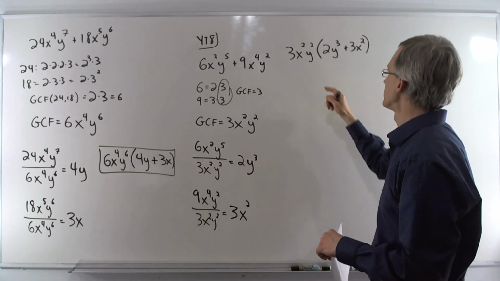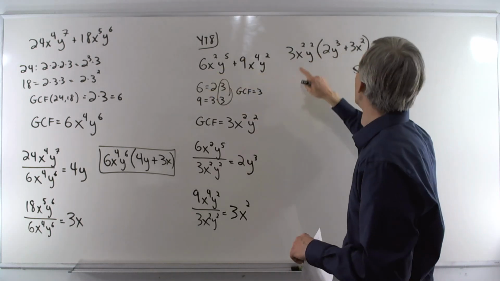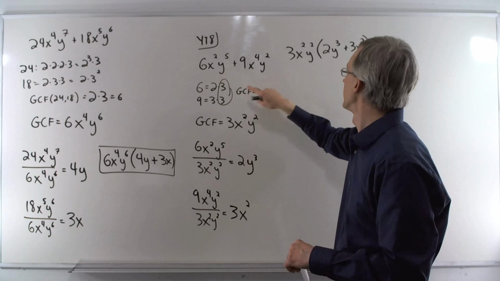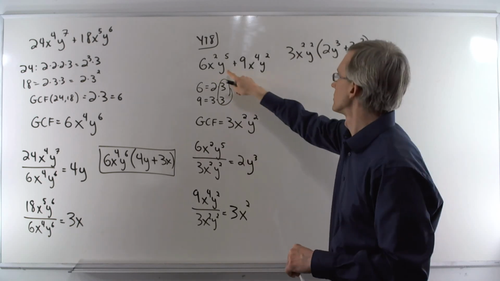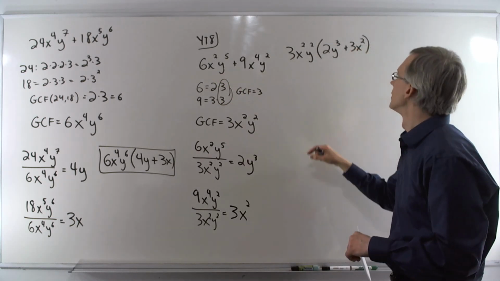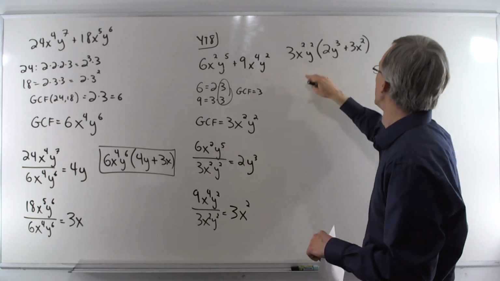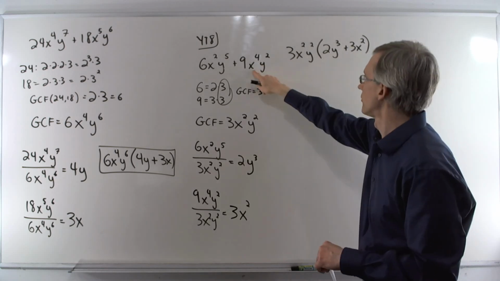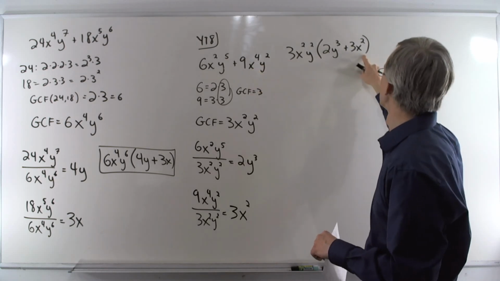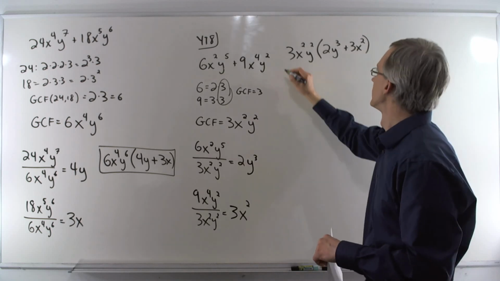All right, I'm going to distribute and check. 3 times 2 is 6. X squared is x squared. Y squared times y to the 3rd is y to the 5th. So that works. Now I'll do 3 times 3 is 9. X squared times x squared is x to the 4th. And y squared times 1 is y squared.